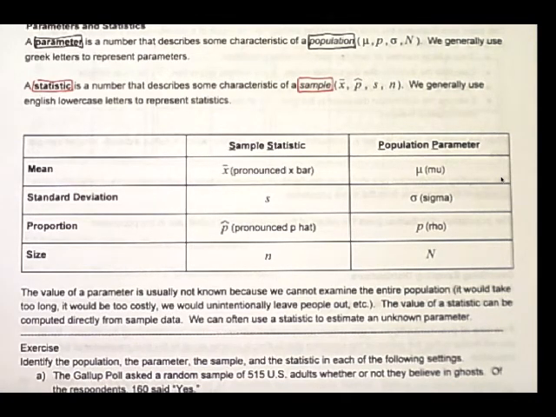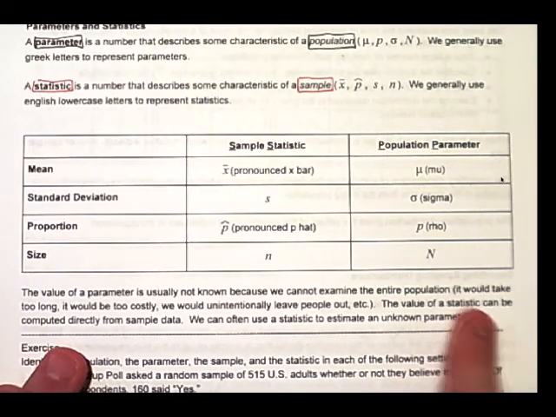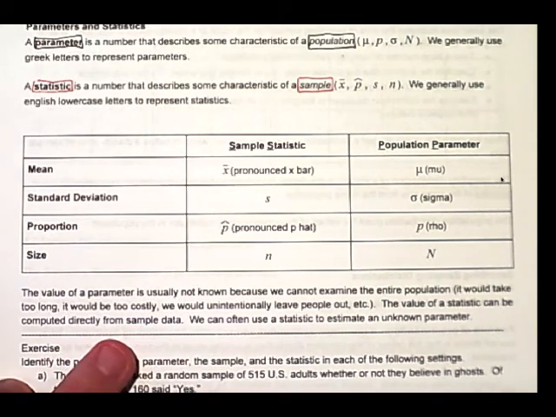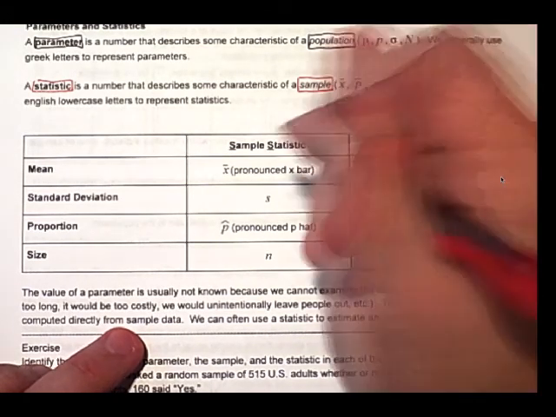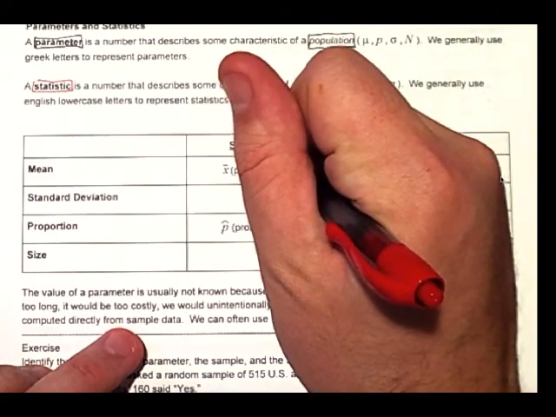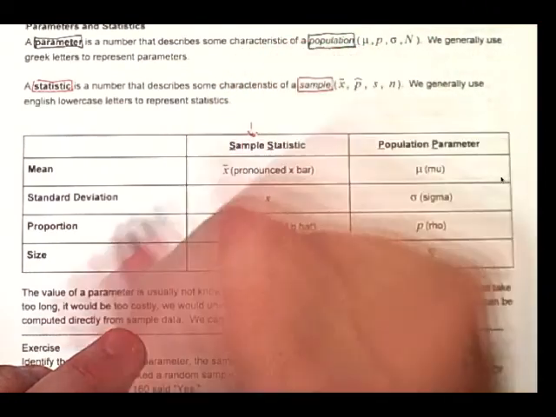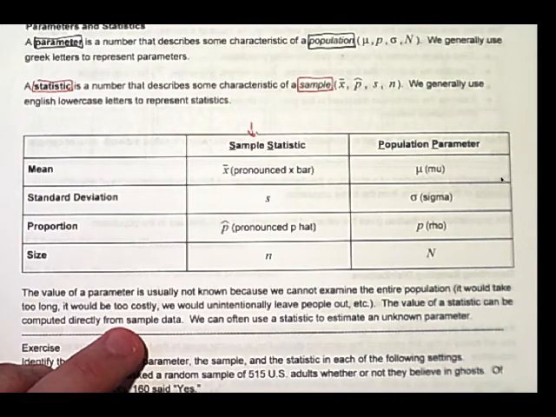It says the value of a statistic can be computed directly from sample data. So kind of like in our penny example, when we took 25 pennies, or 5 pennies, or 30 pennies, what we were doing is taking samples. When we only looked at 30 of them, or 5 of them, or 25 of them.